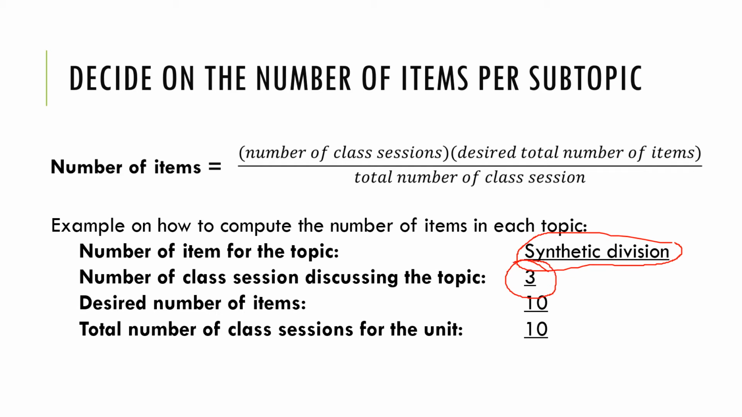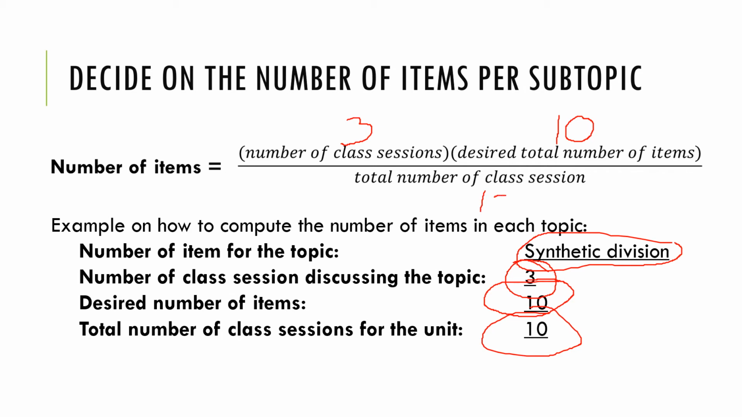Okay, and then, the desired number of items ni teacher, gusto ni teacher gumawa ng 10-item quiz. So, ito yung desired number of items. Total yan. And then, total number of class session for the unit. Siguro, kung titingnan nyo yung lahat ng mga diniscuss ni teacher na topic, ang total number of class session is equivalent to 10. Okay. You have to plug in it here. Therefore, the number of class session discussing, we have 3. Desired total number of items, 10 items kasi yung gagawin ni teacher eh. Sa lahat ng exam, no? And then total number of class session, 10 din.